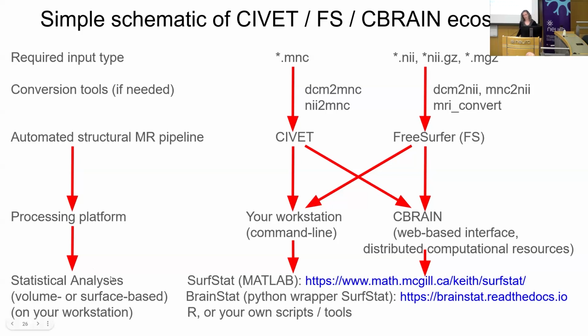And to do group-based statistics, we'd use SurfStat, which is in MATLAB. And my understanding now is that there's BrainStat. I haven't personally used it, but this is a Python wrapper around SurfStat produced by Boris Bernhardt's lab here. There's also R, or your own scripts or tools.